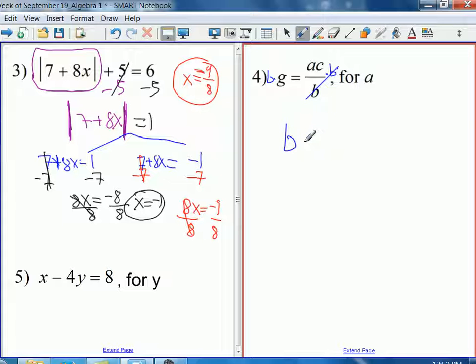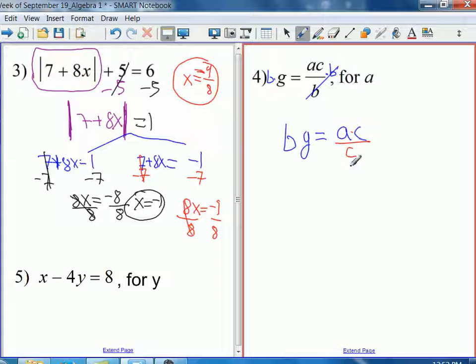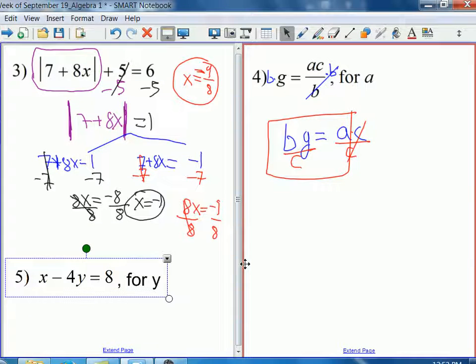So now I have BG is equal to AC. And I want A alone, so this is multiplication. So I'm going to get rid of the C by dividing, because that's multiplication, so we're going to divide. And of course, we're going to divide on both sides. This is your final answer. A is equal to BG over C.